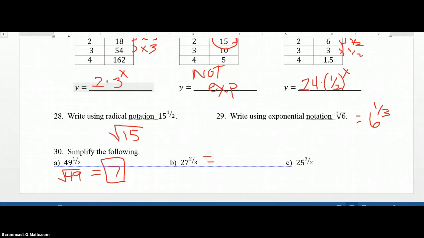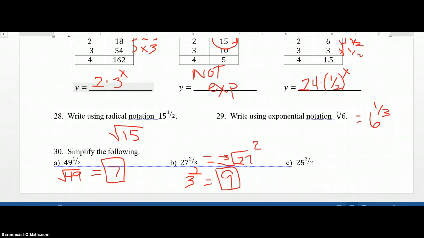27 to the power of 2/3. The root is in the bottom, just like a plant. So you're taking the cube root of 27, and then the 2 is just like the blossom in the flower. So you're going to square it. That's out on the top. Cube root of 27 is 3, and 3 squared is 9 for the final answer.